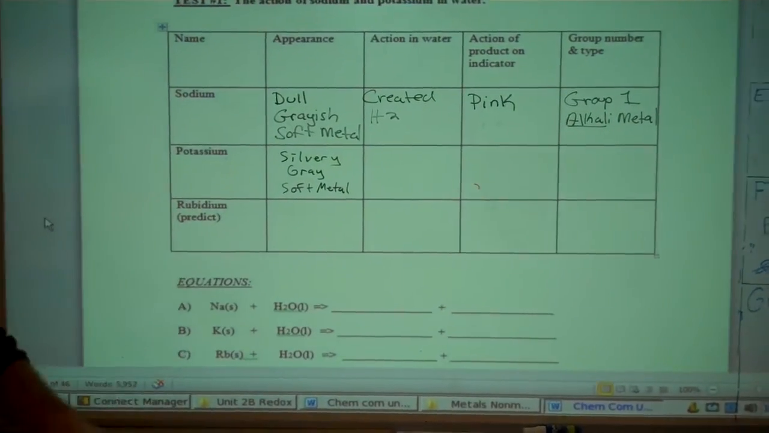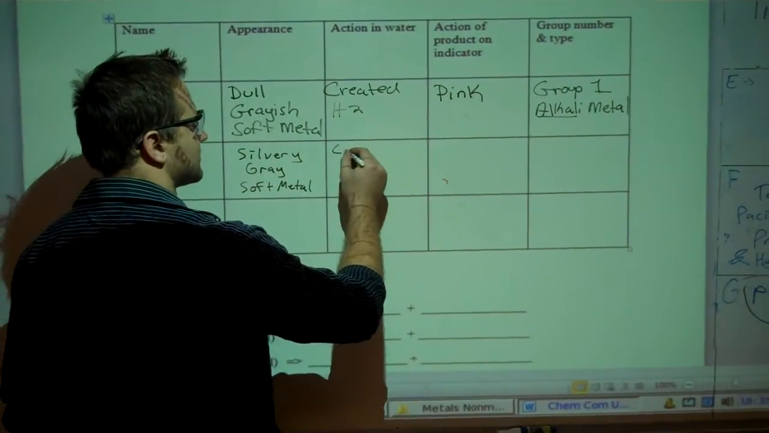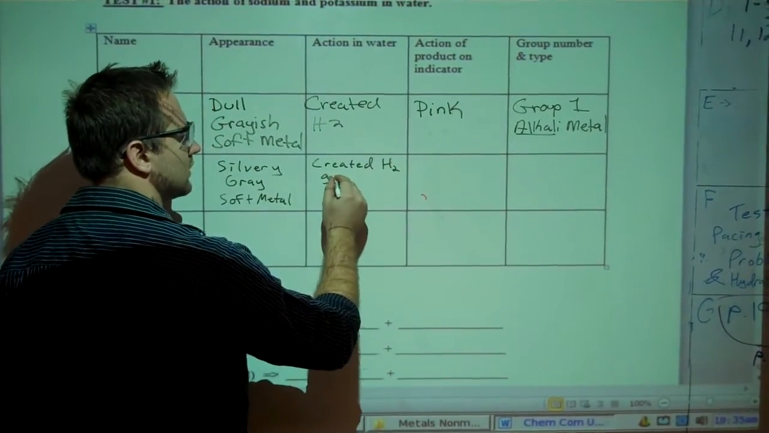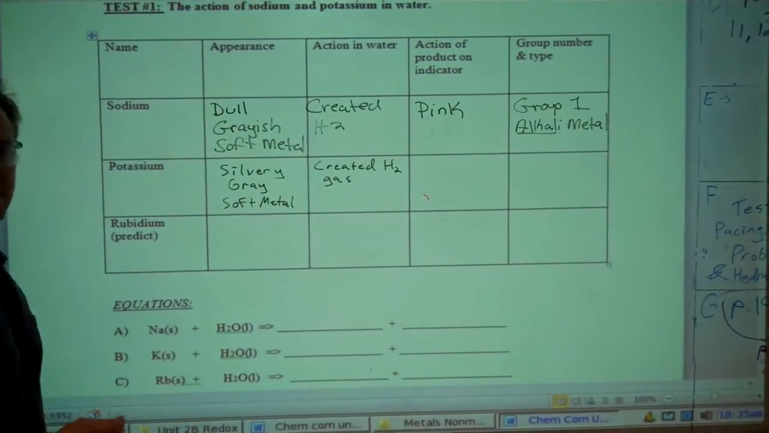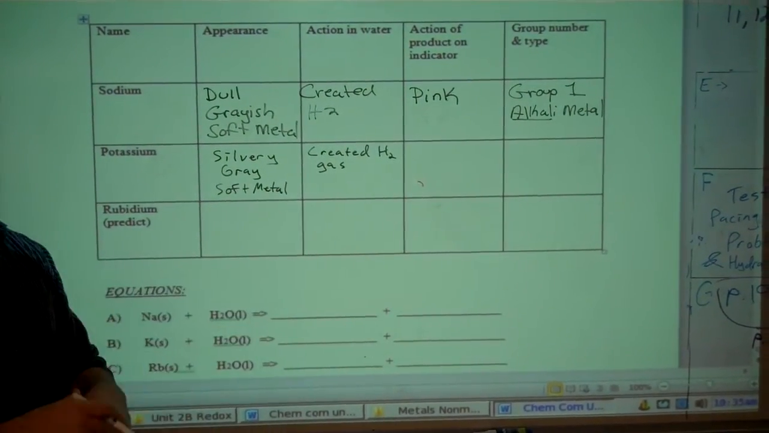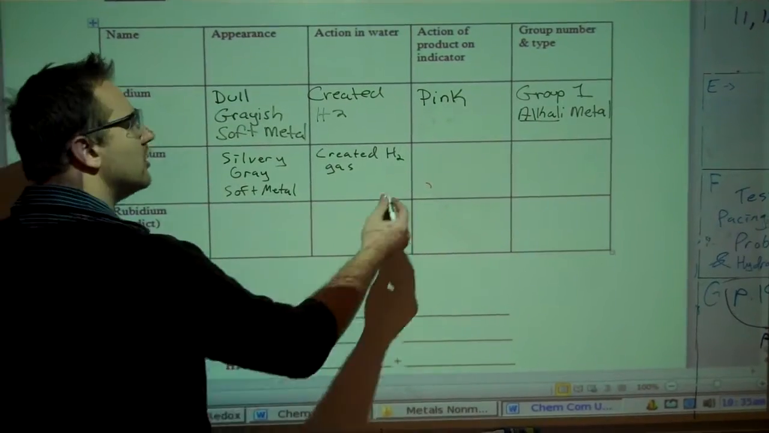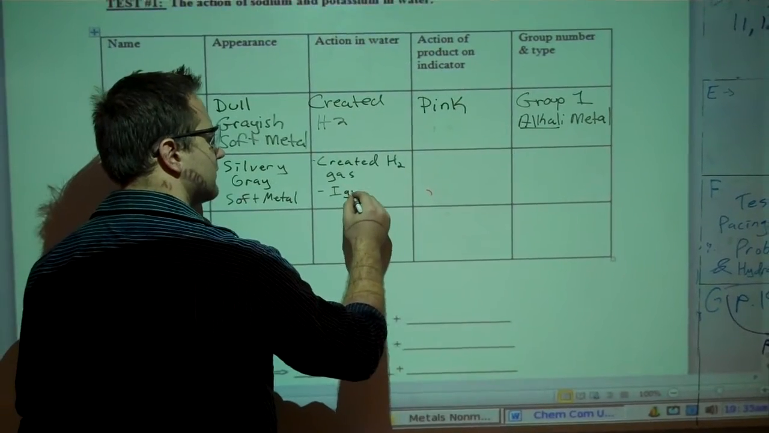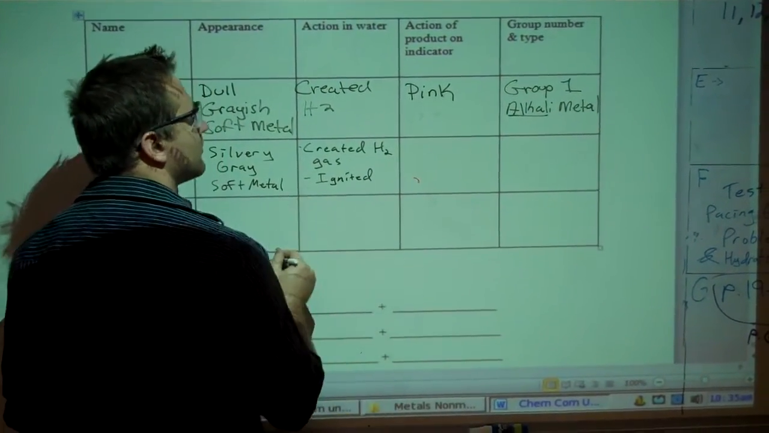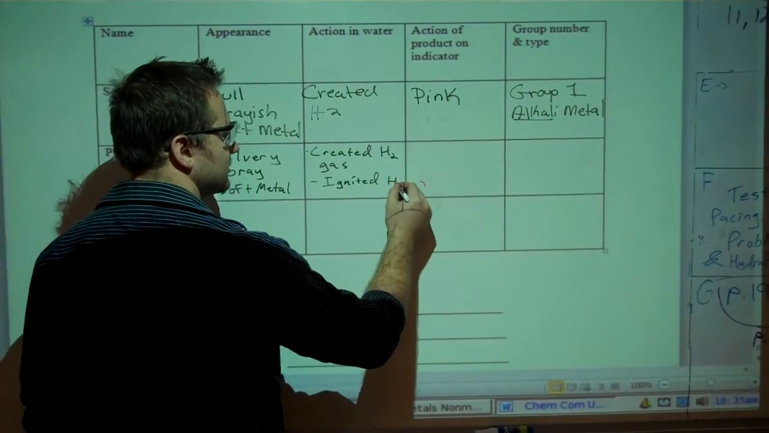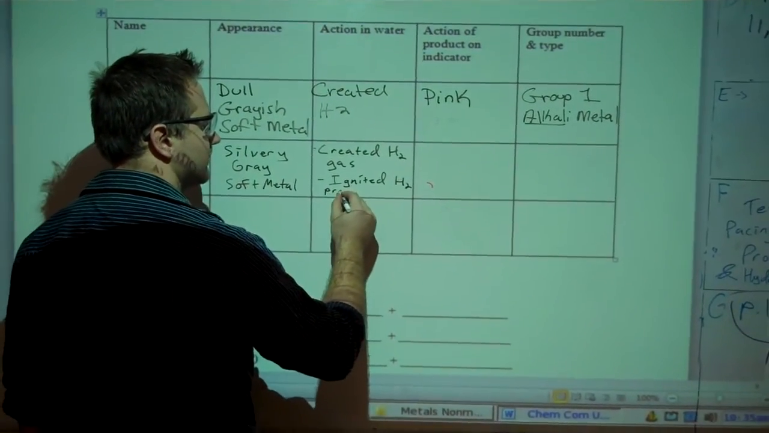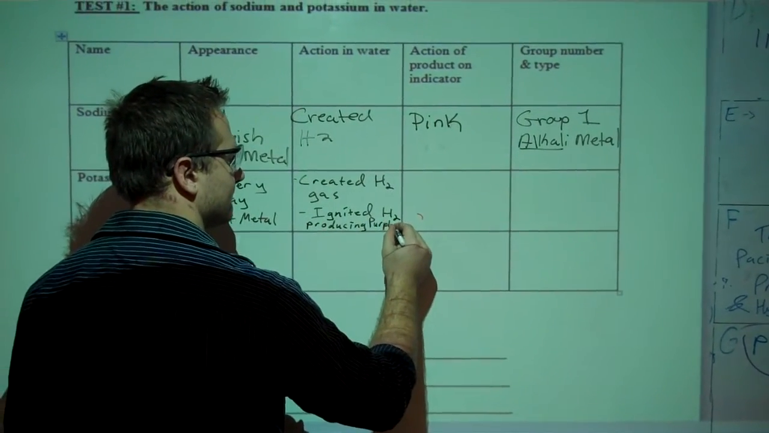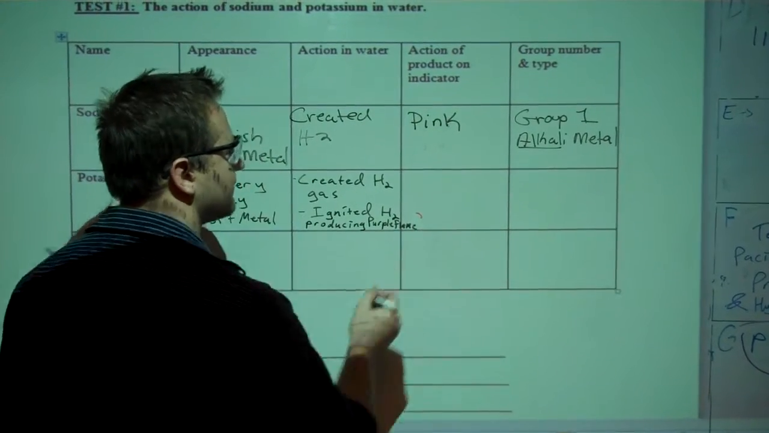Now, you saw that when it was in water, it created hydrogen gas just like sodium did. And it actually was reactive enough that this hydrogen gas, which is flammable, the energy given off by potassium reacting with water, was enough to actually ignite the hydrogen gas, and it ignited the H2, producing a purple flame. Sorry, running out of space here.